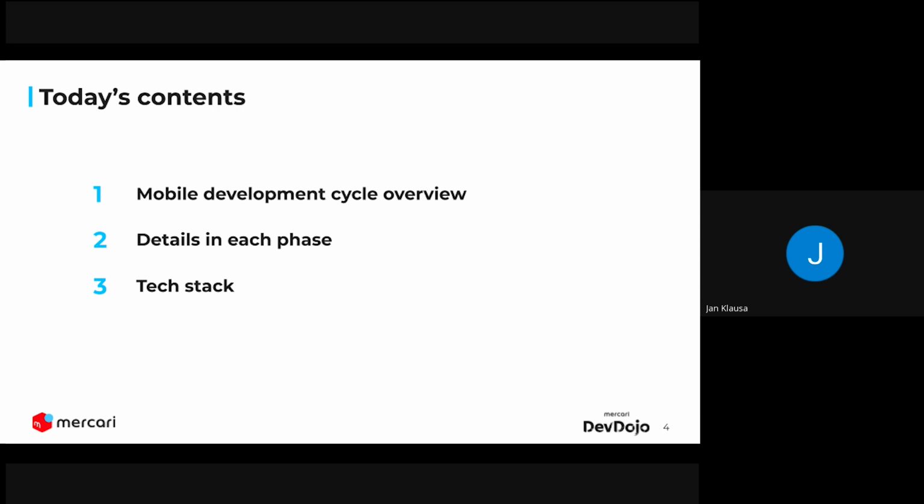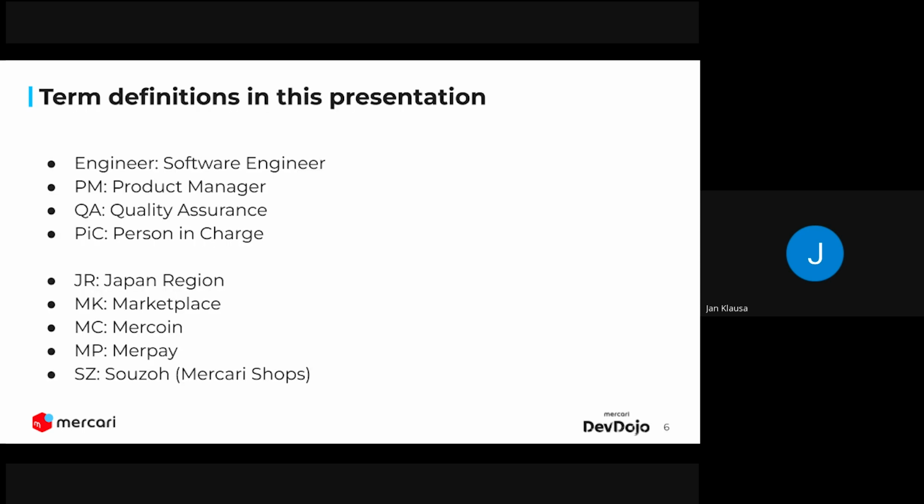So, term definitions in this presentation. Engineer means software engineer, and PM means product manager, not project manager. QA is quality assurance, and PIC is person in charge. And other abbreviations are region or company names.